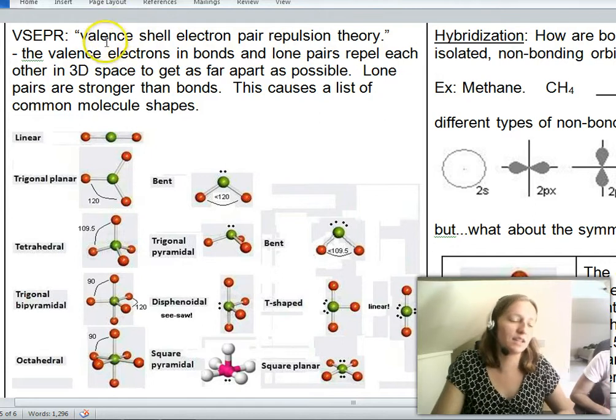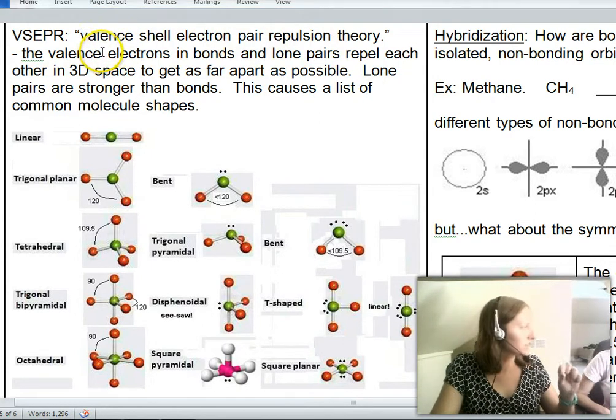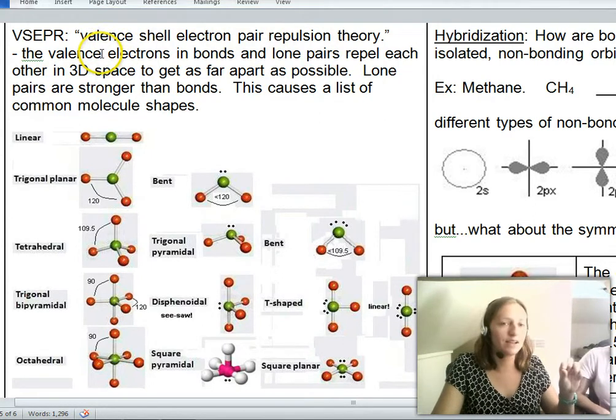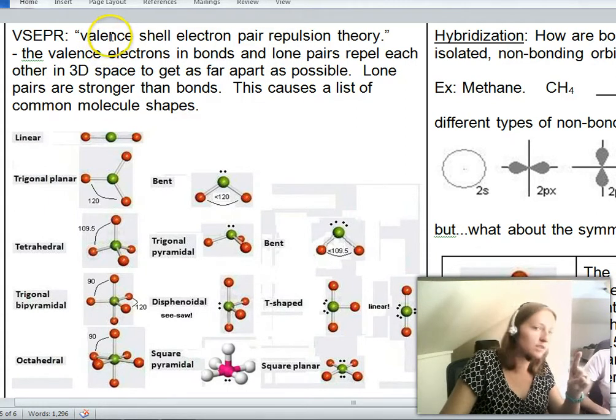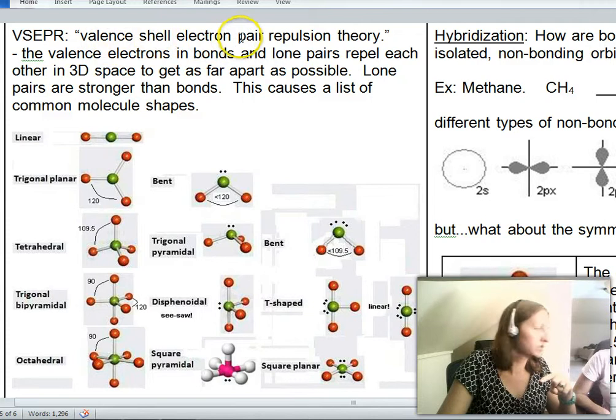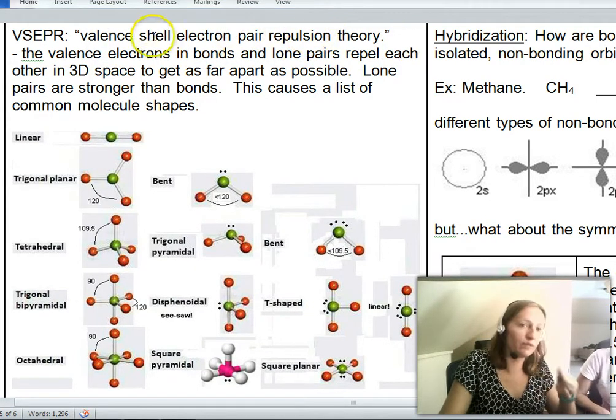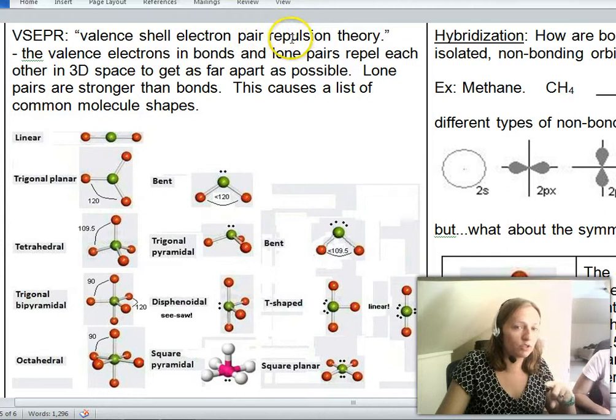Valence shell electron pair repulsion theory is what that stands for. What it's saying is that when you've got a central atom and it has some electron pairs, they could be lone pairs or bonding pairs, because the electrons are all negatively charged, they repel each other. But these are the valence ones, by the way. So these are the valence shell electron pairs that repel, and this is the valence shell electron pair repulsion theory.